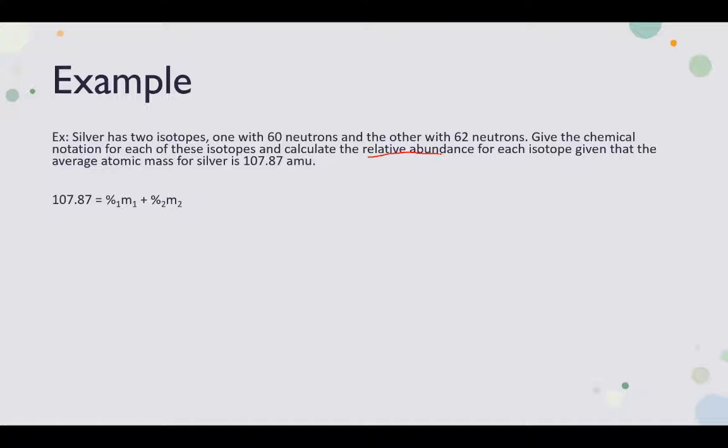I need to calculate the relative abundance. So I want to know, is it 50% each? Is it 25 of one, 75 of the other? What is the percentage? The percentage is the relative abundance. I know my masses because I know that I have 47 protons in silver. And so if I have 60 neutrons for one isotope, so 60 plus 47 would give me 107. And then I have 62 neutrons for the other isotope, so 62 plus 47 would give me 109. So I have these 2 isotopes. Those are my 2 masses, 107 and 109.